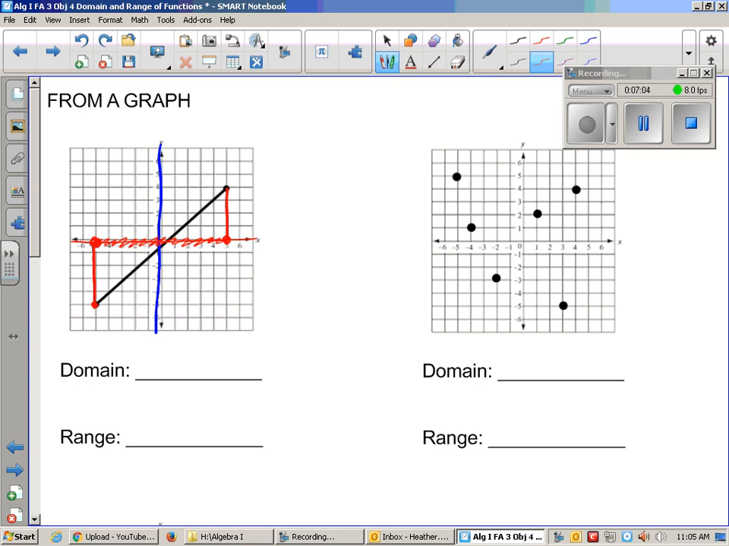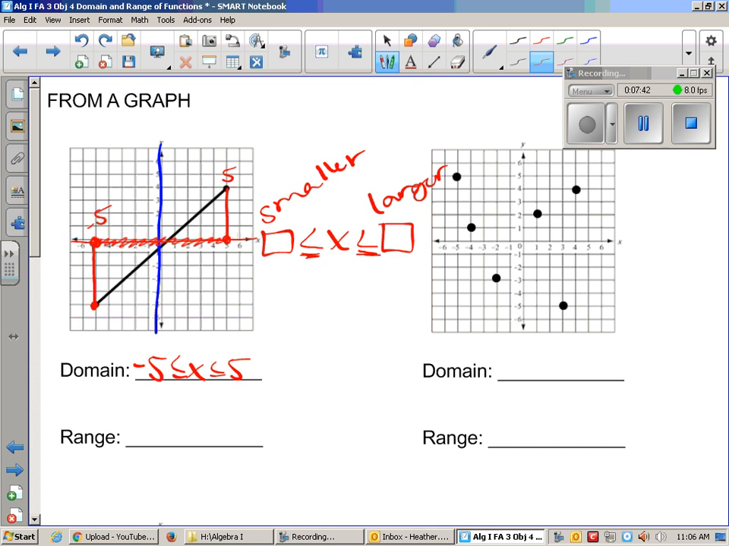Now if you remember when you were doing inequalities, compound inequalities are where you have a number, symbol, x, symbol, number. Your smaller number goes first and then your larger. Now what depends on whether you have the less than symbol or the less than or equal to depends on whether the circle is open or closed. Well, since these circles were closed, I'm going to have the equal to. So what number does it start with? It starts with -5. What does it end with? +5. That is my domain. Those are the x's, the left and right part of the graph that it covers.